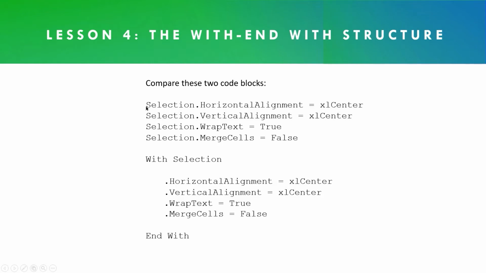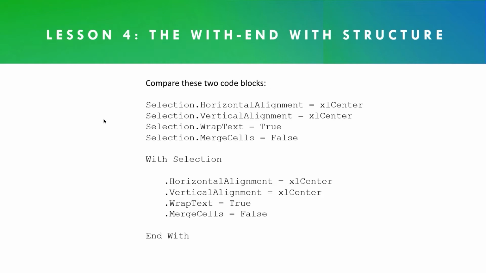So the top one, these four lines, Selection dot starts at the beginning of each line. It's repetitive. And then you have whatever the thing is. So Selection.HorizontalAlignment equals xlCenter. Selection.VerticalAlignment equals xlCenter. Selection.WrapText equals True. Selection.MergeCells equals False.